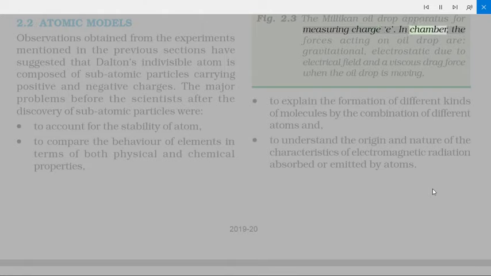In the chamber, the forces acting on the oil drop are gravitational, electrostatic due to the electrical field, and a viscous drag force when the oil drop is moving.